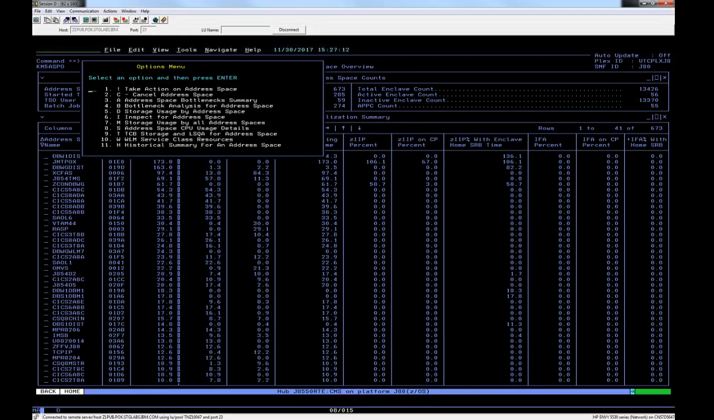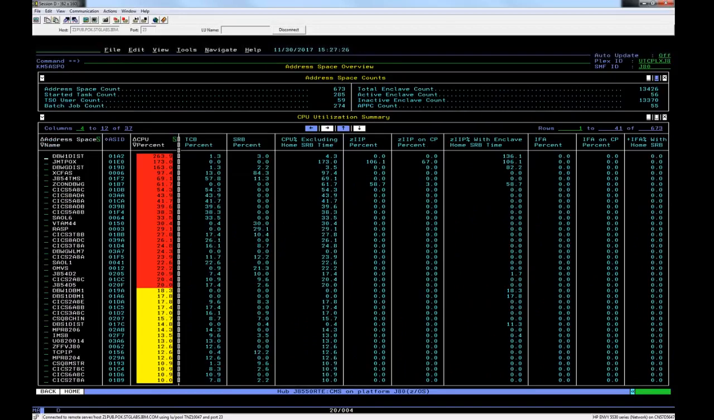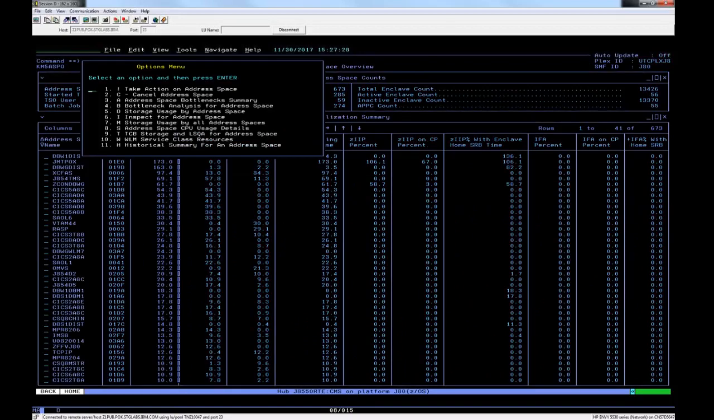I'll just go through some of these. Option 5 here, we can look at the storage usage by an address space. Here we see both common, real, and virtual storage metrics. I don't have time really to get into every single one of these options, but there is extensive reporting here.